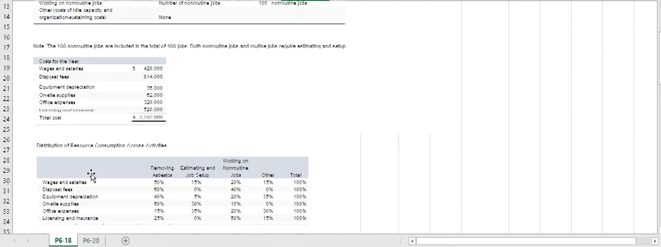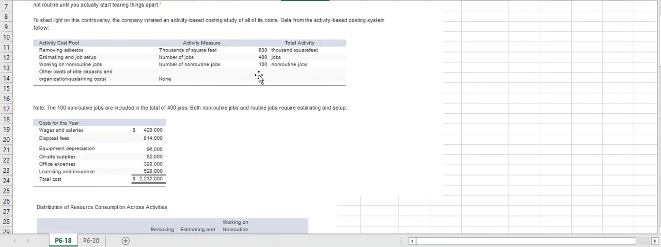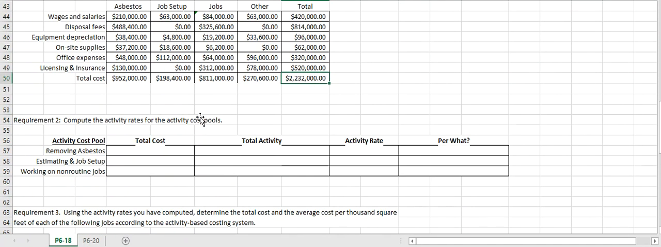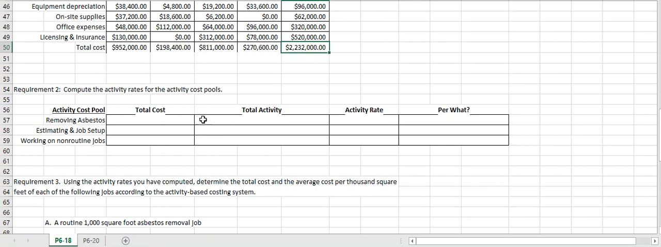The reason that we're not doing the other, if we scroll up here, there is no activity measure for other. In other words, we're not trying to figure out how much does other cost per square foot, or per job, or per number of days or whatever. We're not figuring out a cost per anything for other. So it says none there, so we're not going to do that. But the other 3, we are going to find out a cost per each activity.